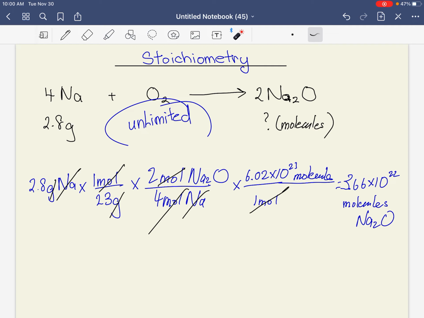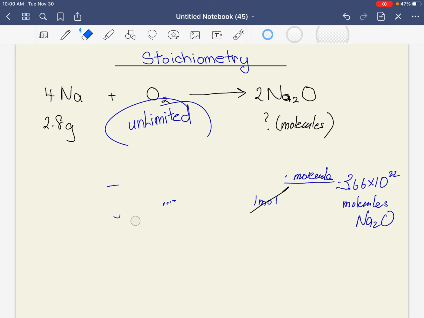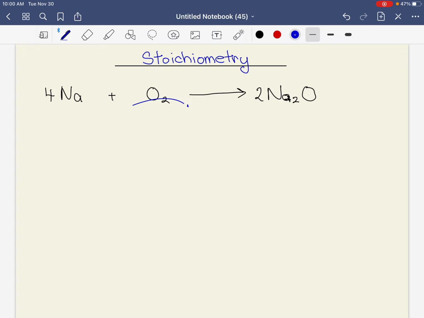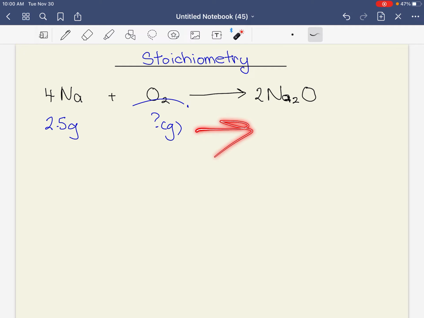So let me do one more before you go ahead and do some more questions on your own. Okay? This one is a little bit different, but it's really the same thing. So I have 2.5 grams of this. Okay? And I want to know how much of this am I going to need for the reaction to go to completion. If I have 2.5 grams of sodium, how much oxygen do I need at least for this reaction to proceed to completion?